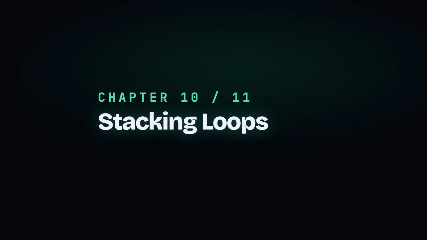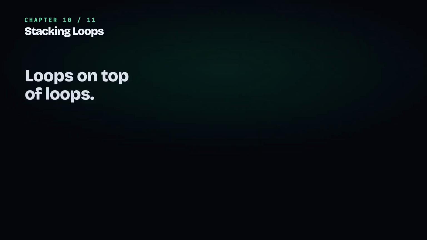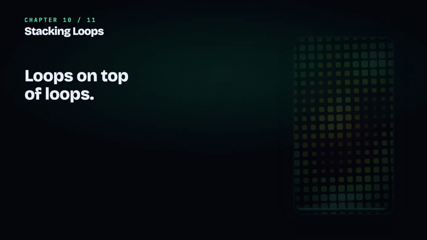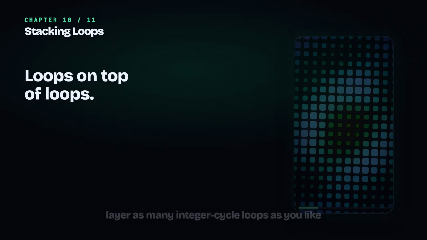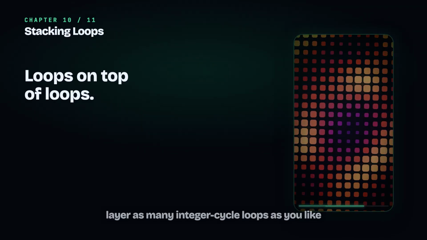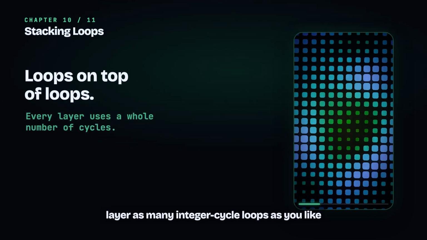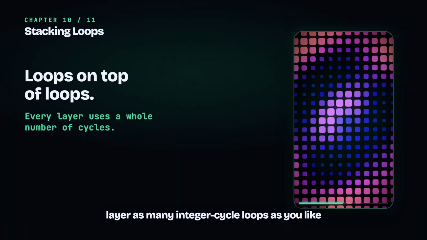By now you've got the rule. One shared T, whole cycles, wrap growth with fract. The final superpower is that these loops compose. You can stack as many as you like, and they all still loop together. Picture a grid of tiles. Give it a slow brightness pulse, 2 cycles over the loop.